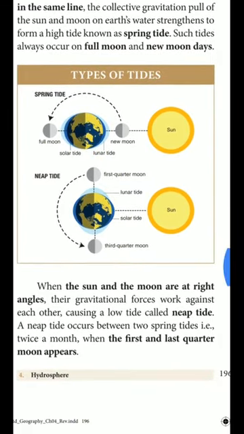When the sun and the moon are at right angles, their gravitational forces work against each other, causing a low tide called neap tide. A neap tide occurs between two spring tides, that is twice a month, when the first and the last quarter of the moon appear. So there is another question also, Roman number 6, question number 1.